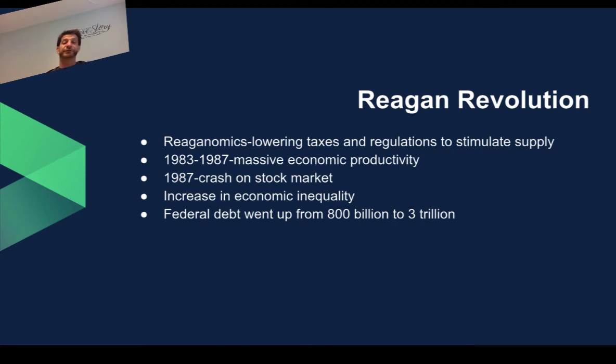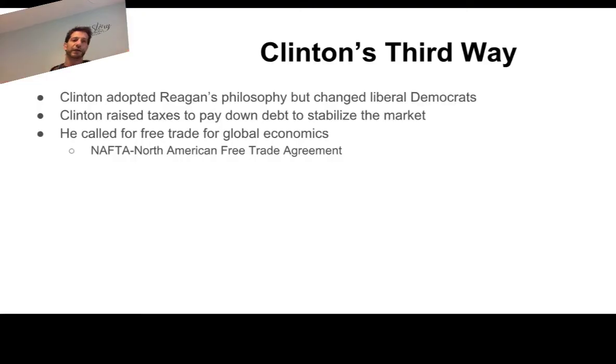However, in 1987, the stock market crashed. Throughout this period, there was an increase in economic inequality, and federal debt went up from $800 billion to $3 trillion. So that raises who comes after Reagan, and that's Bill Clinton. A lot of people think of Bill Clinton as sort of like this resurrection of liberalism. Actually, in many ways, Clinton adopted Reagan's philosophy, but tried to moderate it towards a more liberal viewpoint.